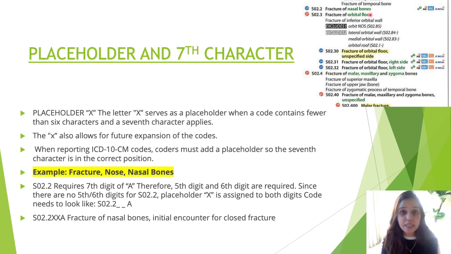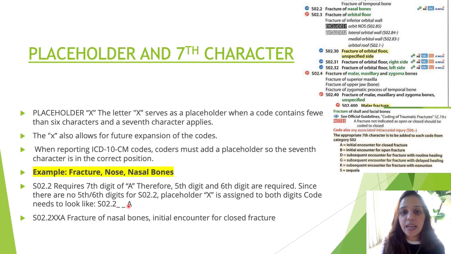For completing the code, S02.2 is not a complete code. That symbol, 7th character, is needed, and the blue color says the code is complete, but we have to place a 7th character. So S02 is the first three, the 2 is the 4th, and the 5th and 6th are where we will put the placeholder, that is X, and then the 7th character will be A.